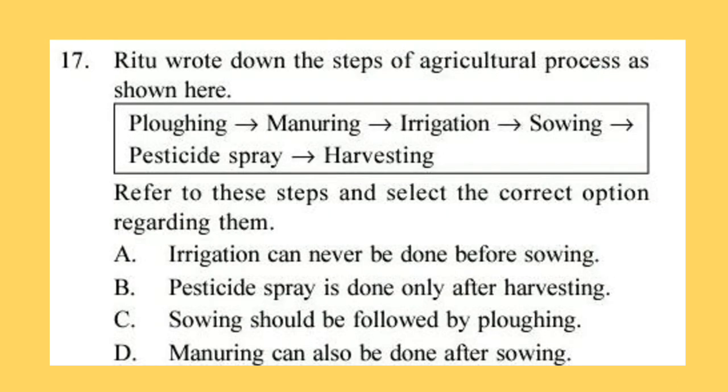Question 17. Ritu wrote down the steps of agricultural process as shown here. Refer to these steps and select the correct option regarding them. A. Irrigation can never be done before sowing. B. Pesticide spread is done only after harvesting. C. Sowing should be followed by plowing. D. Manuring can also be done after sowing.